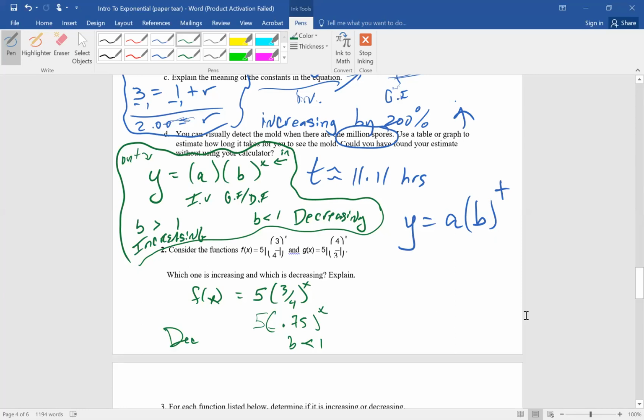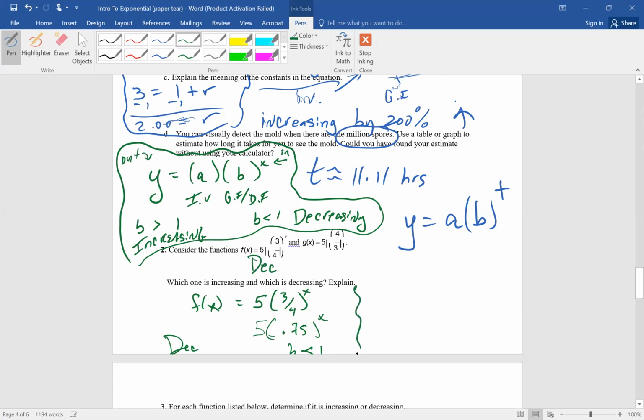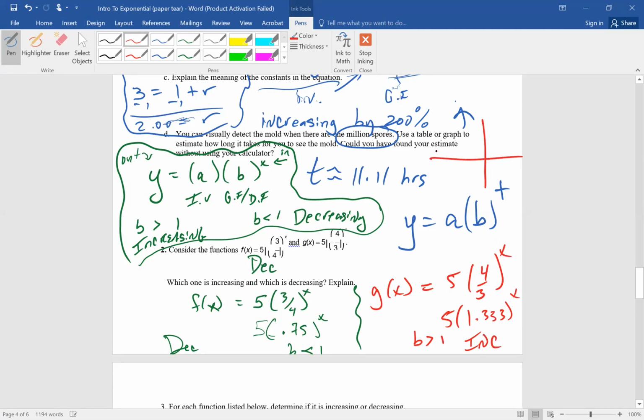Okay? So let's go back to our problems now, because the real question was, is your function increasing or decreasing? So the answer to the first one here was that this one's decreasing. And I apologize for the formatting. I don't know why it's doing what it's doing. And for the second one, g of x was supposed to be 5 times 4/3 to the power of x. Now really that's 1.333, I think. That's over 1. So because b is greater than 1, it's increasing. And again, you will get a graph that's increasing from left to right, again with an asymptote here at y equals 0.